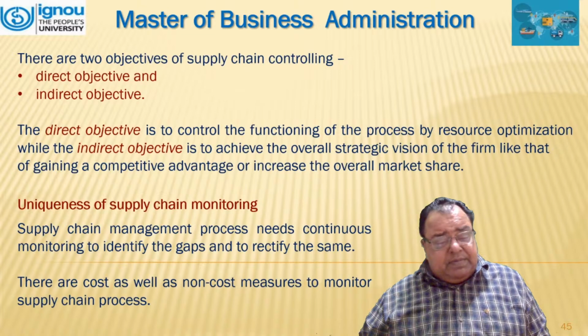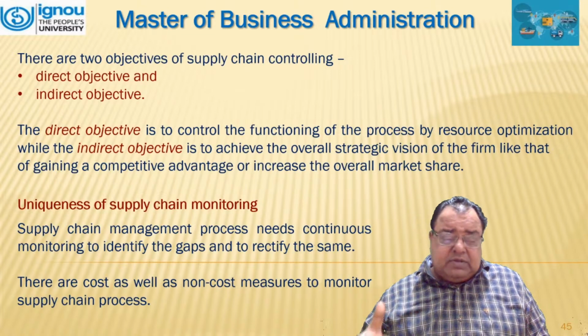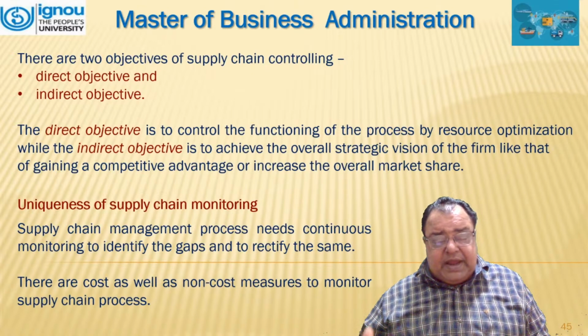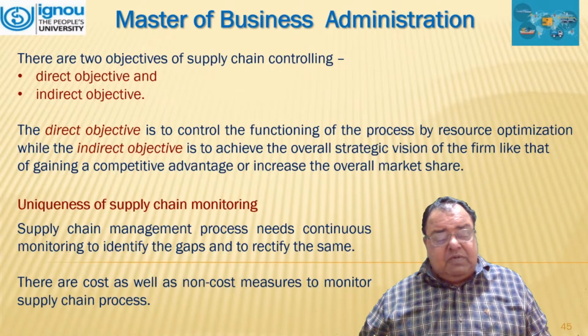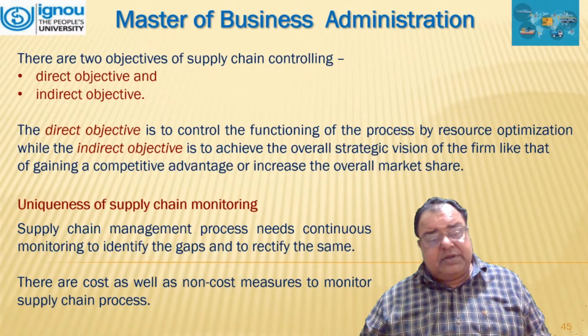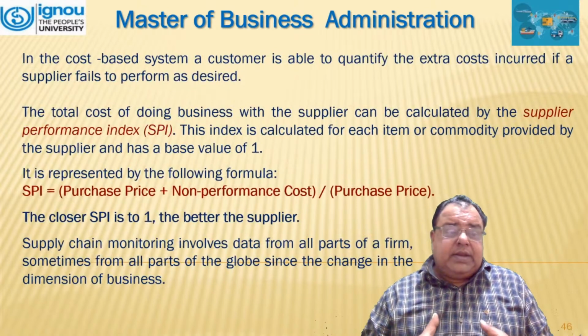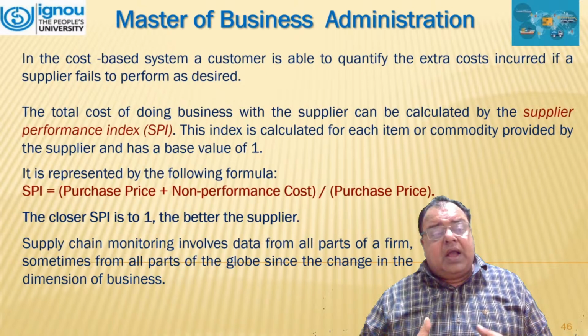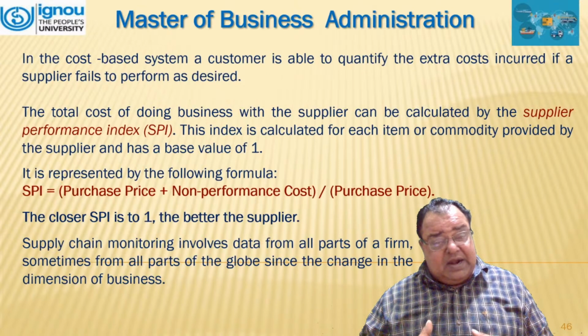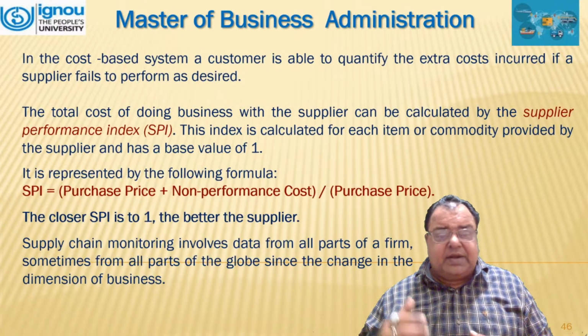Supply chain management process needs continuous monitoring or evaluation to identify the gaps and to rectify the same. There are cost as well as non-cost measures to monitor supply chain processes. In the cost-based system, a customer is able to quantify the extra cost incurred if the supplier fails to perform as desired.